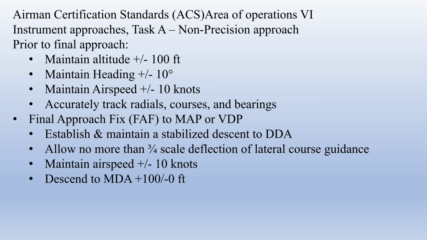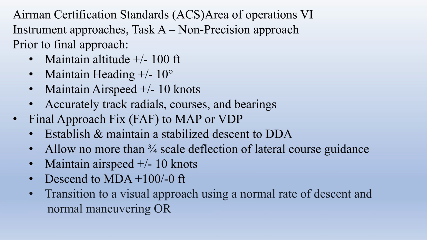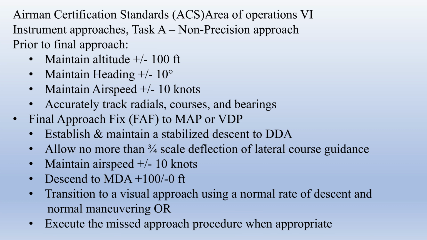You are given 0 foot tolerance to go below the MDA. They don't want to see you go even 1 foot below the MDA, which is why we calculate a DDA to give ourselves a buffer between our MDA and where we're actually going to make the decision to go missed approach. Then they expect you to transition to a visual approach using a normal rate of descent and normally maneuvering if they tell you that you have the field in sight, or to execute the missed approach procedure when it's appropriate, either when you arrive at your DDA and you do not have a visual, or anytime you deem it's appropriate prior to that.